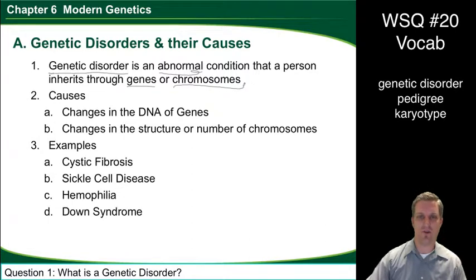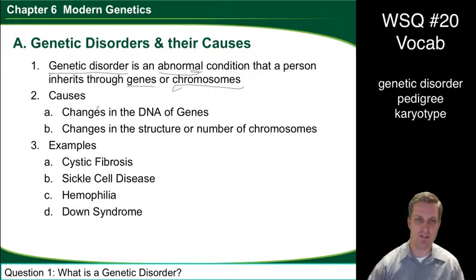A condition like, for example, if you get a cold, that's not a genetic disorder. Now, you may have a genetic predisposition towards certain diseases or disorders, things like cancer, but you're not going to pass on the cold to your kids. Okay, at least not genetically. So a genetic disorder is any abnormal condition that a person inherits through genes or chromosomes.